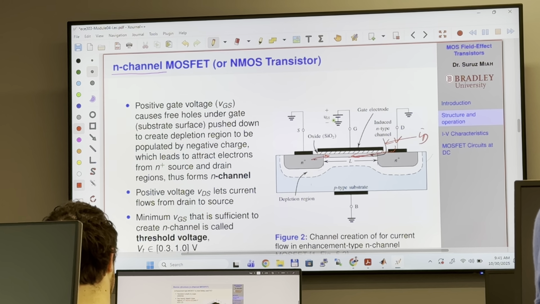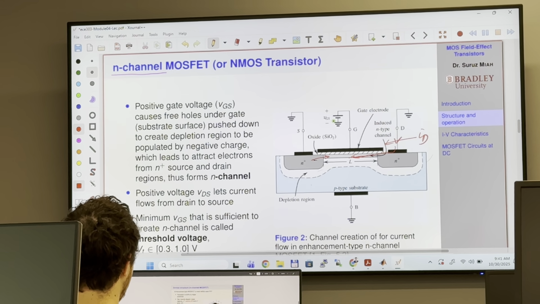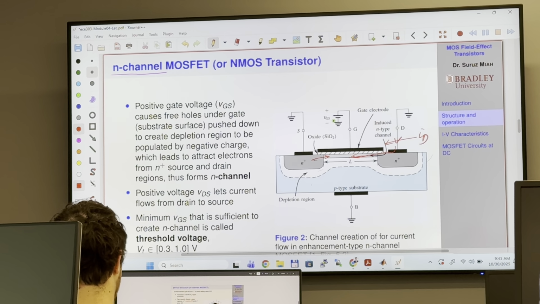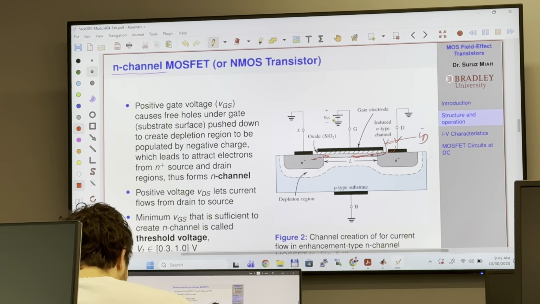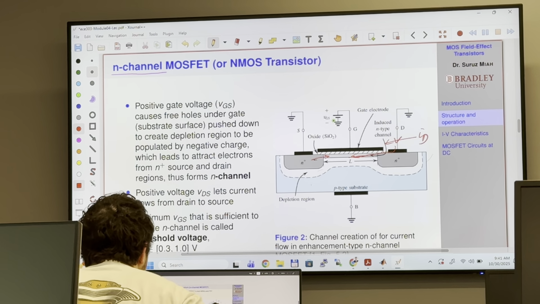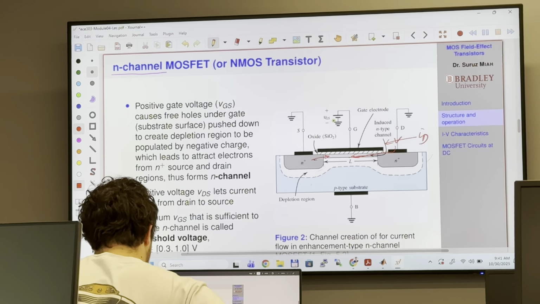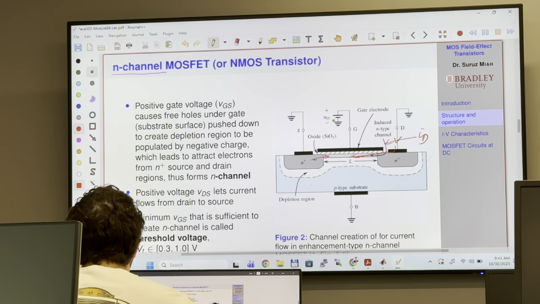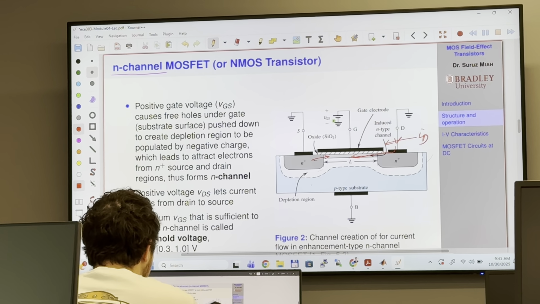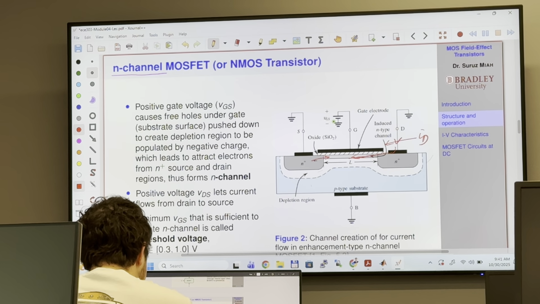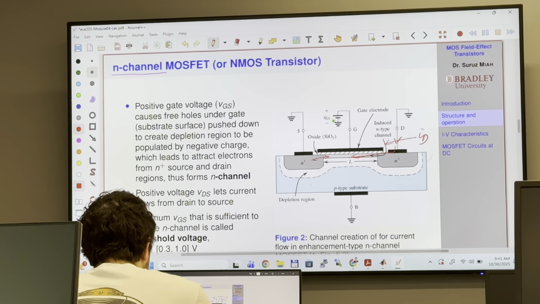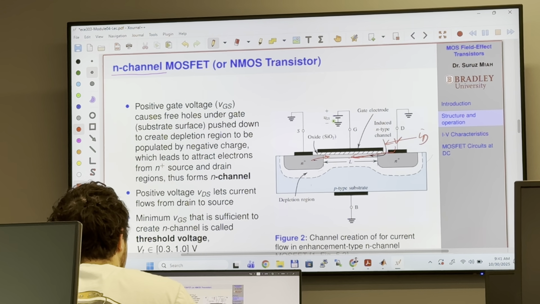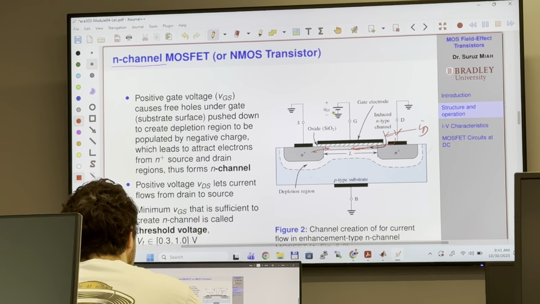If this gate voltage is more, channel width is going to be more, and more current will flow. If the gate voltage is less, channel width is going to be less, just like the door example that I used. If you have more space, more people will be able to come in. If you have less space, fewer people will be able to come in. So you are actually controlling the amount of current flowing from drain to source using the gate voltage.